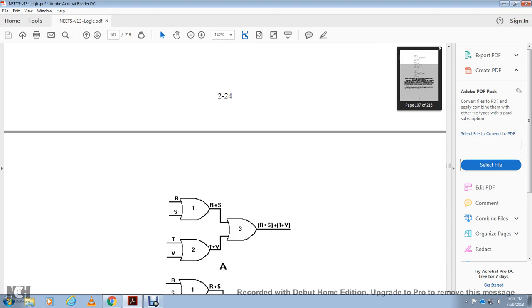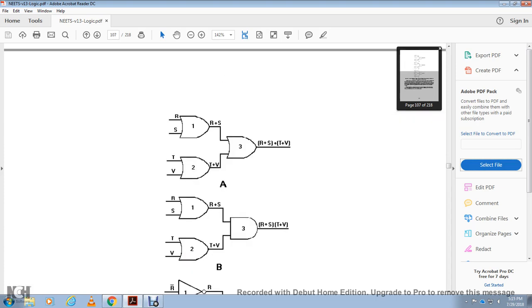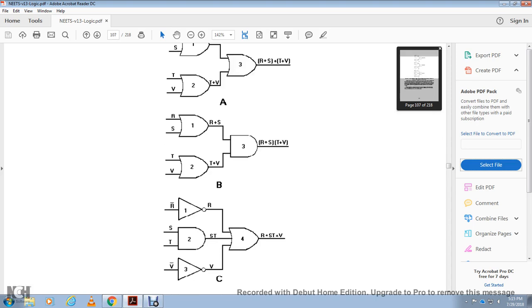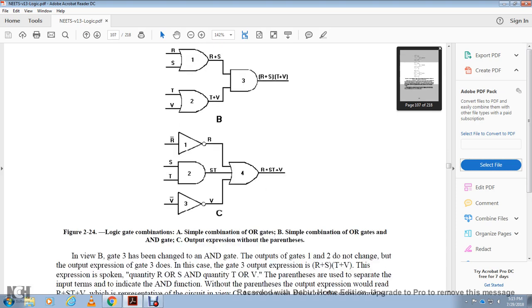So you have RS and your OR gate with the RS on TV, and a second OR gate with the RS, and a third gate RS plus T, TV. RS TV 1 and 2, RS T and V, RS plus T and V, and 3 with RS inverted, T in the AND gate, and V through the amplifier inverted with the V. So you'd have the AND OR gate amplifier R plus STV.